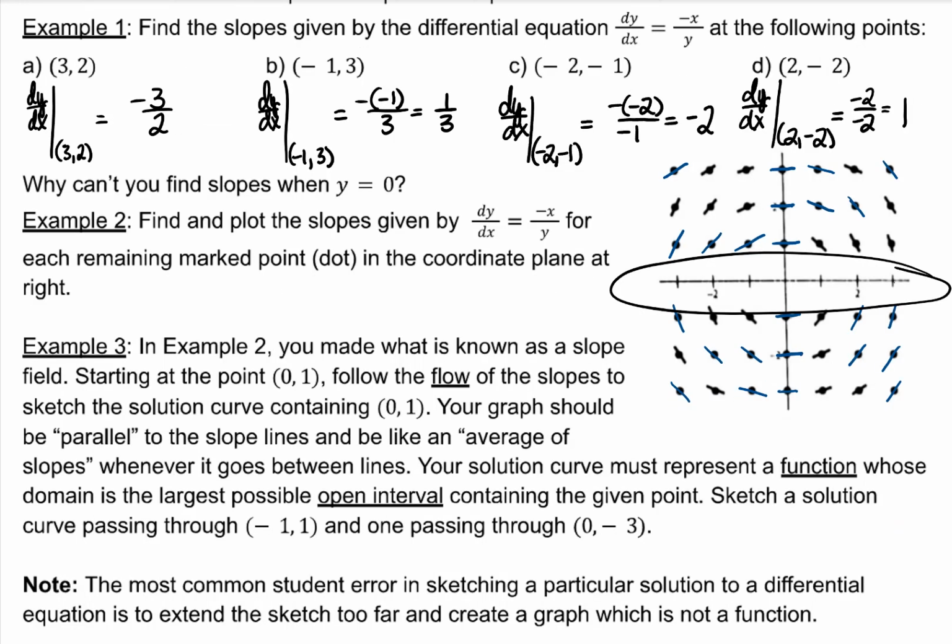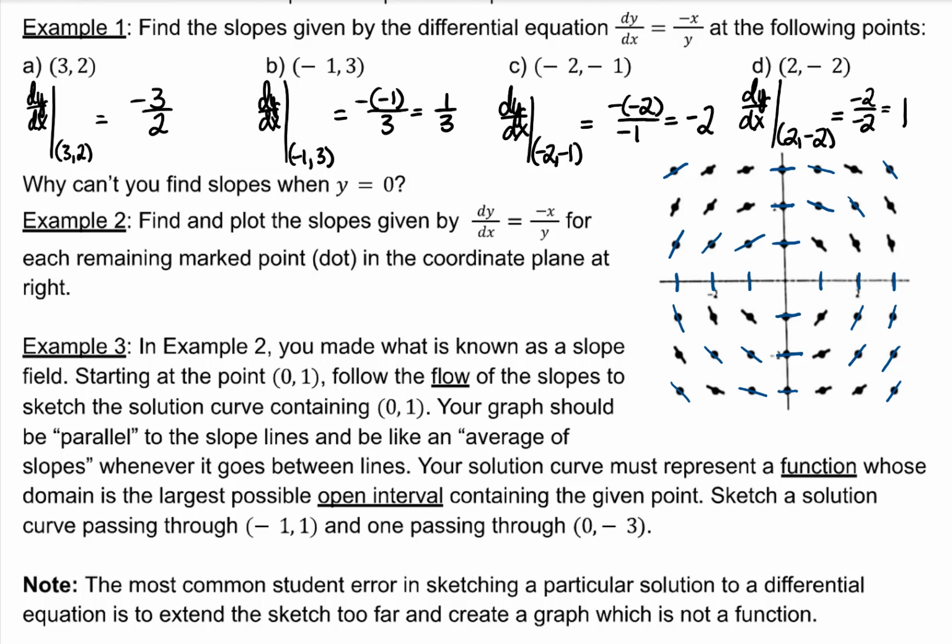We couldn't find the slopes at 0 because they were undefined, but undefined slopes are vertical lines. So at each of our x values, we can include a vertical slope line. In example 2, you made what is known as a slope field. Starting at the point 0, 1, follow the flow of the slopes to sketch the solution curve containing 0, 1.